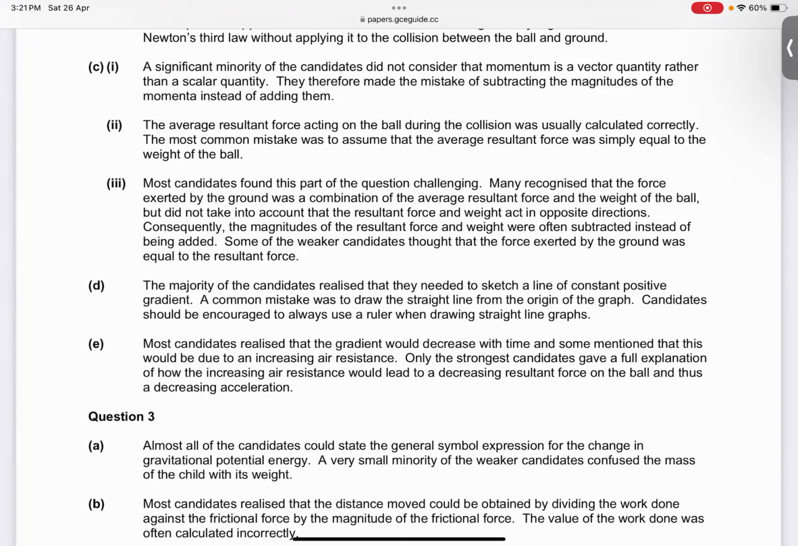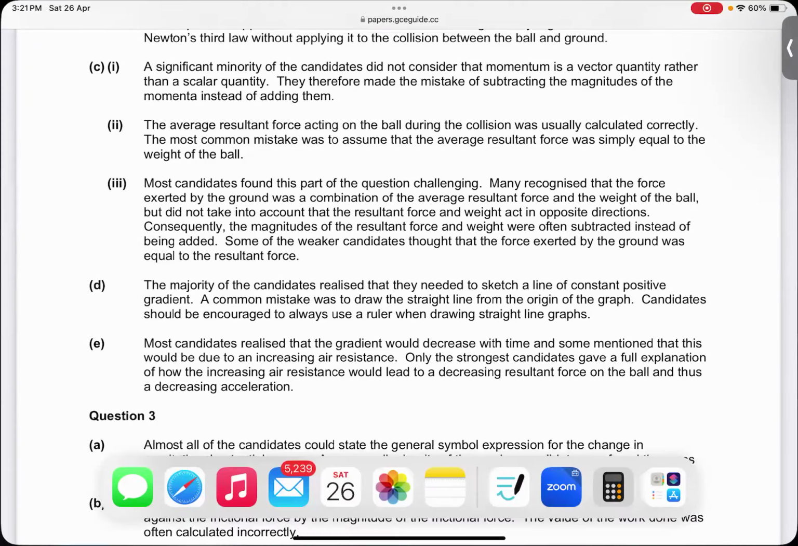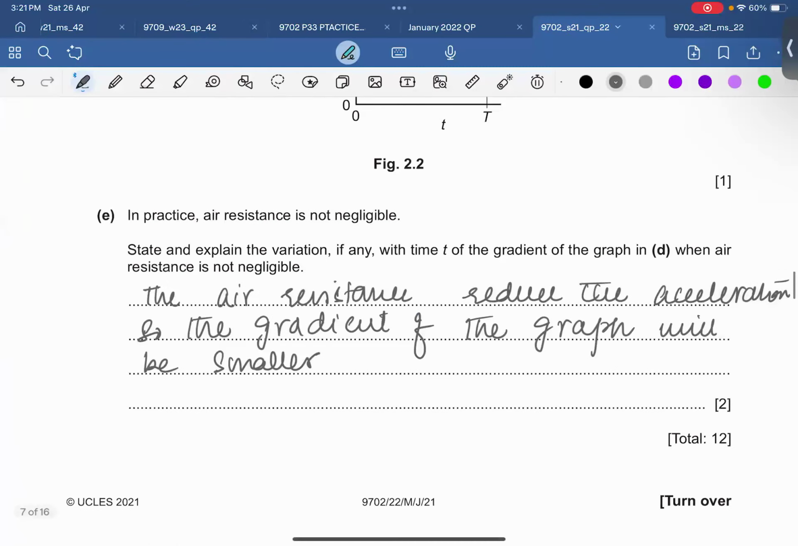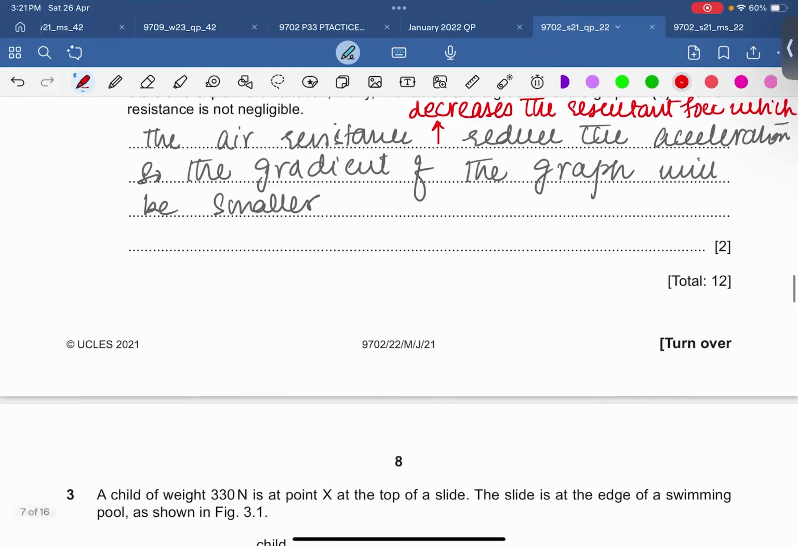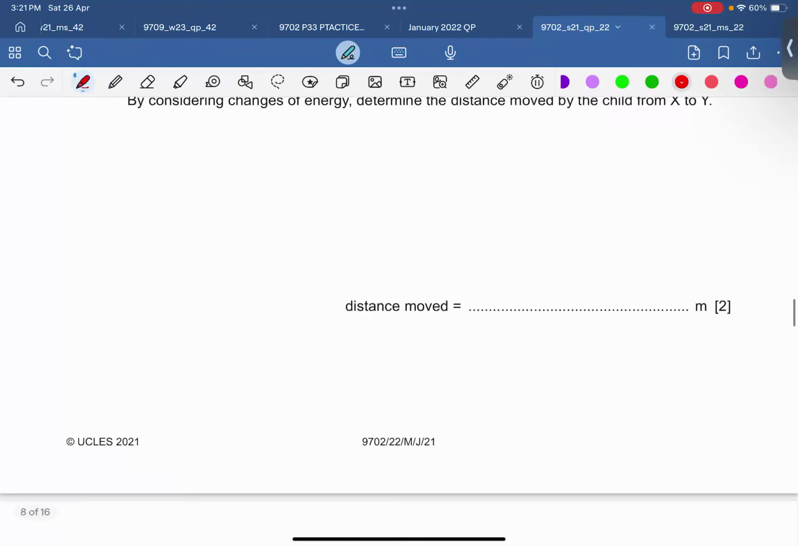Only the strongest candidates gave a full explanation of how the increasing air resistance would lead to a decreasing resultant force on the ball and thus decreasing acceleration. Maybe I also didn't mention that decreasing resultant force. So the increasing air resistance decreases the resultant force, which reduces the acceleration, and then the explanation is correct. Now let's move on.